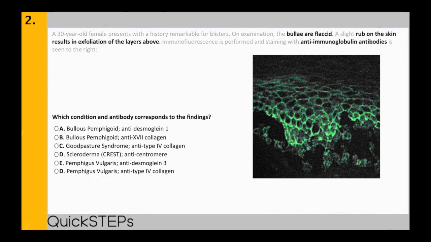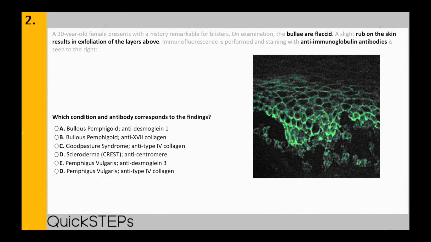Once again, we bolded the key words that we think are key to this question, specifically that the bullae are flaccid, rubbing on the skin results in exfoliation of the layers above, which is essentially just saying that the tissues keep separating every time you brush over them, and that anti-immunoglobulin antibodies are seen in the image, which implies that there is some sort of autoimmune condition.